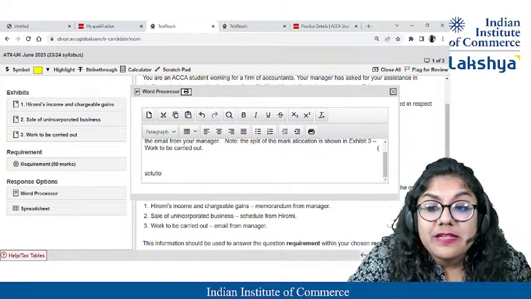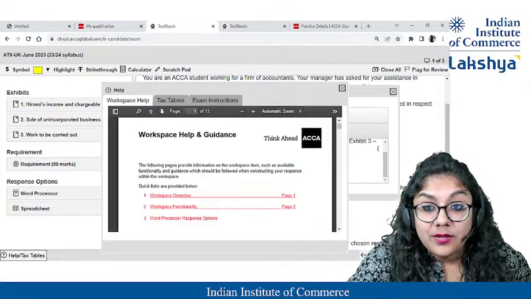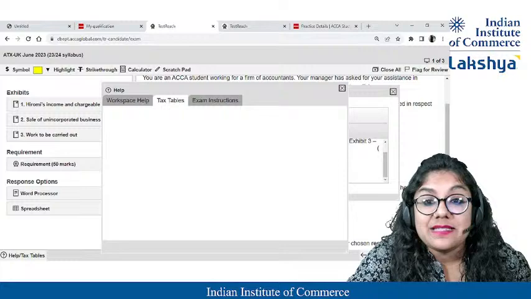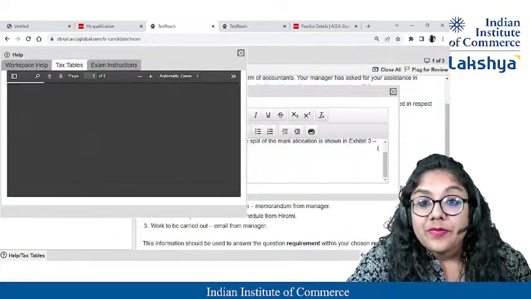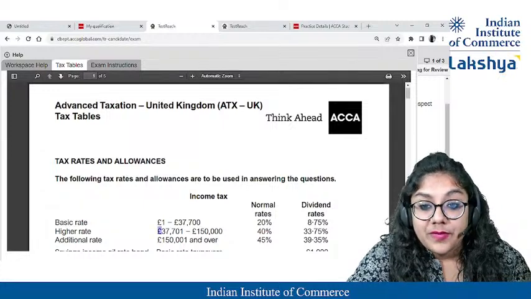I can go to the left-hand side, the help table. If you go to the help table, you will get the name. If you want to have some workplace, you can read it, but I want tax rates. I want tax tables. Guys, if you just click on tax table, you will get exactly what was there. I told you, guys, it will be useful.